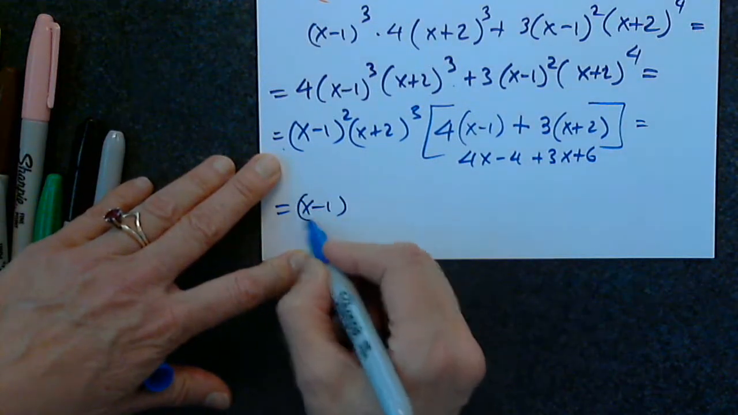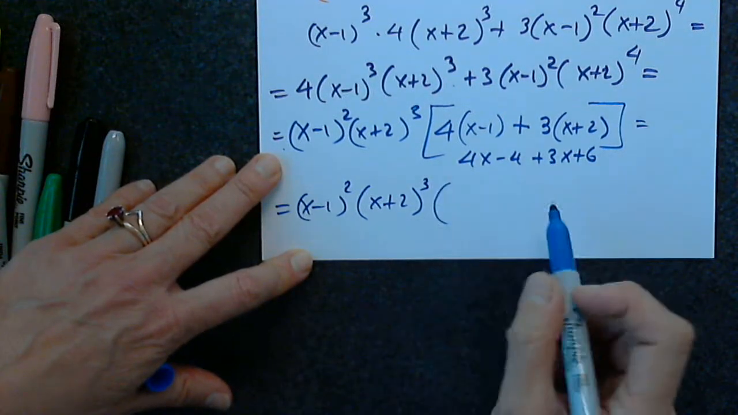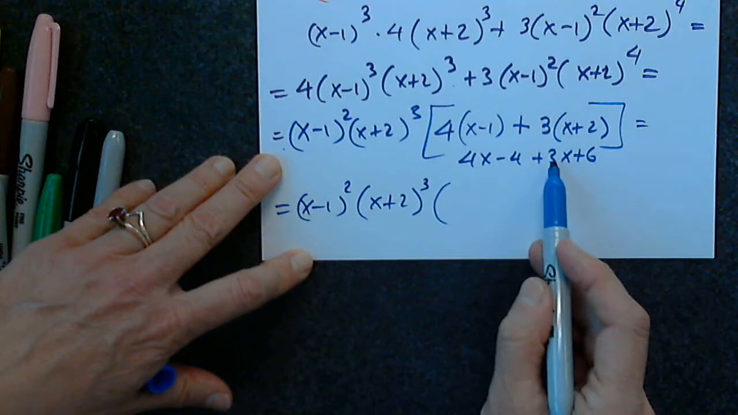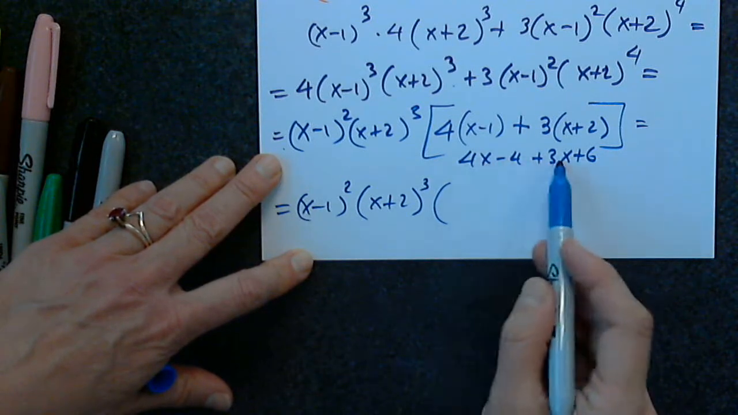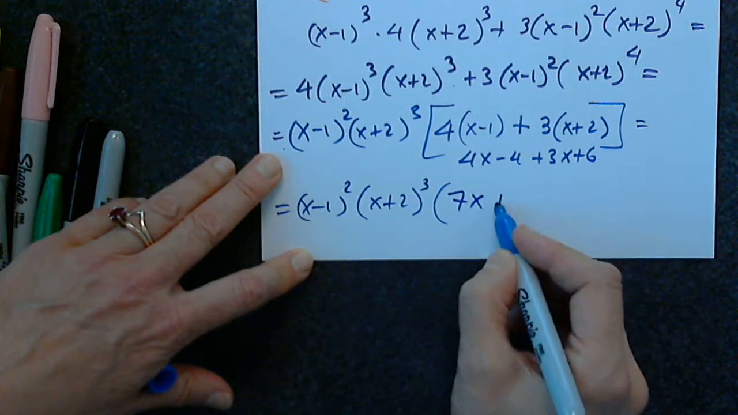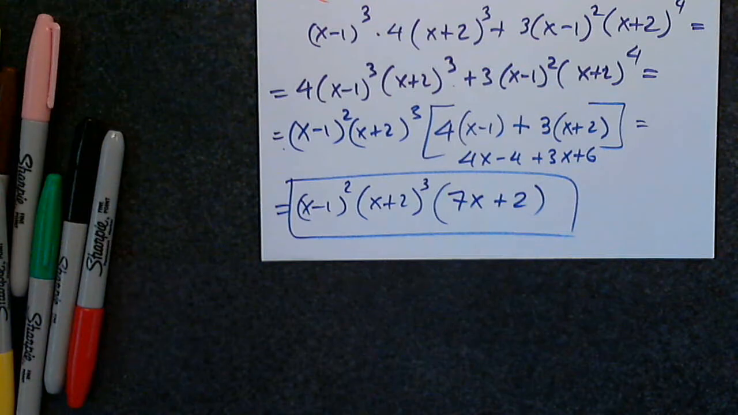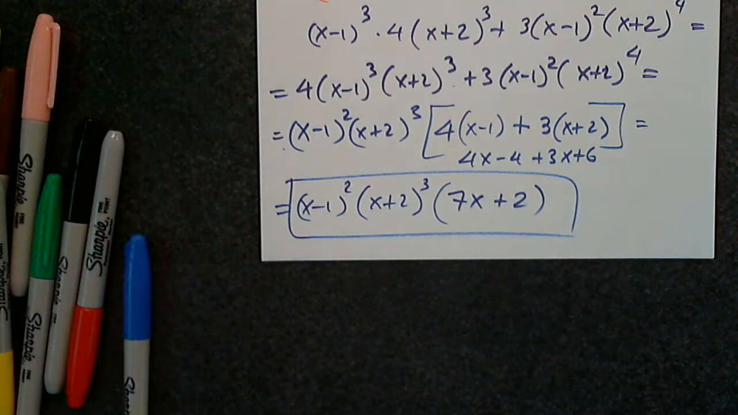x minus 1 squared. Very good. x plus 2. Yes. Good. 4x minus 4 plus 3x plus 6. Good. So let's finish it up. 7x plus 2. That's it. And that's the final simplified form, and there is nothing else we can do here. Good. Anything else?